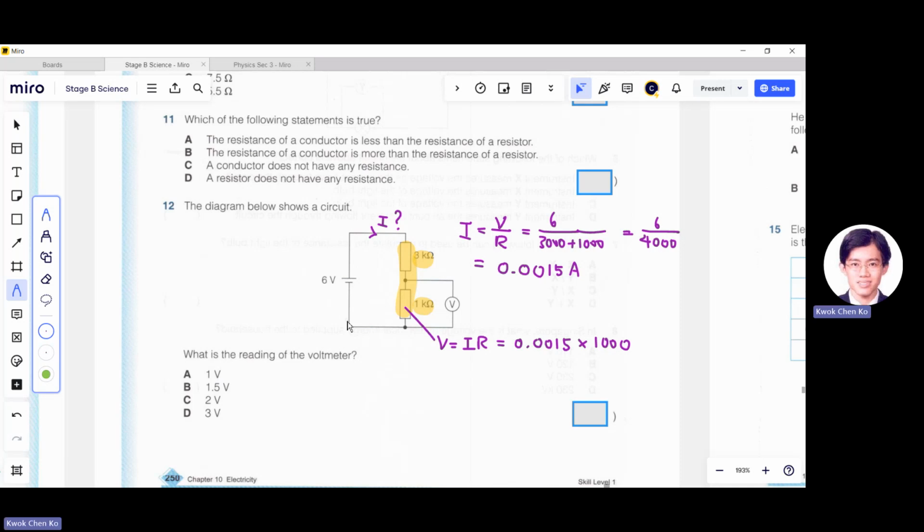Oh, Qingquan, this kind of question can come up for you. Yeah, it can. For her, high chance of it coming up. The current stays, yes, because everything is in series. That is the trick you need to remember.